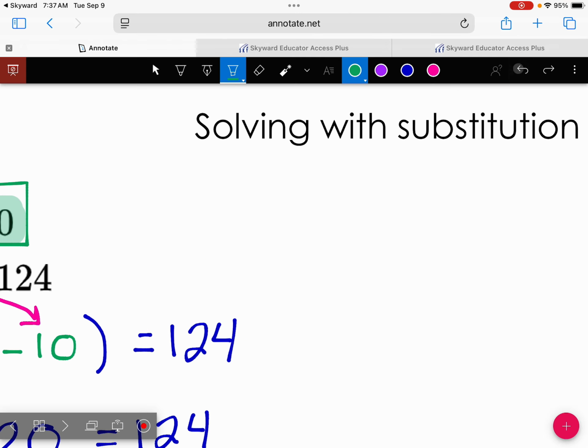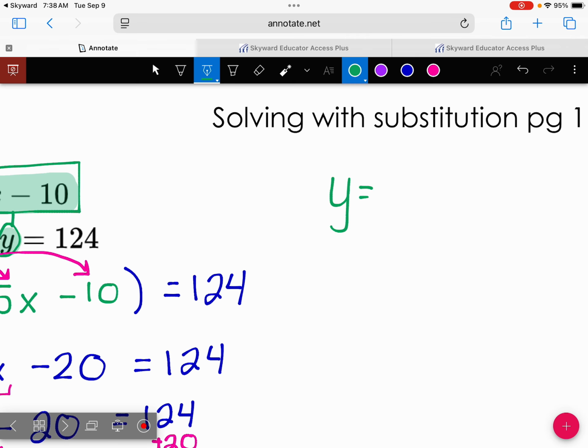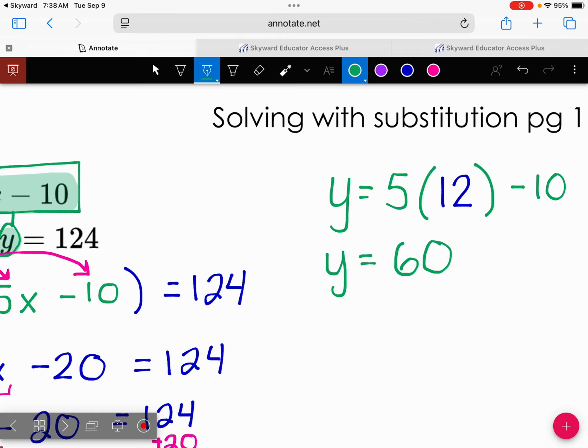So we're going to take our y equals equation and write it with a pen. We know our y is going to equal our 5x, so 5 times something minus 10. But we know what x is going to be. X is going to be 12. So I'm going to substitute that in, just like we did in the bell work. So then we're going to simplify this. Y equals 5 times 12 is 60. So then we have 60 minus 10.